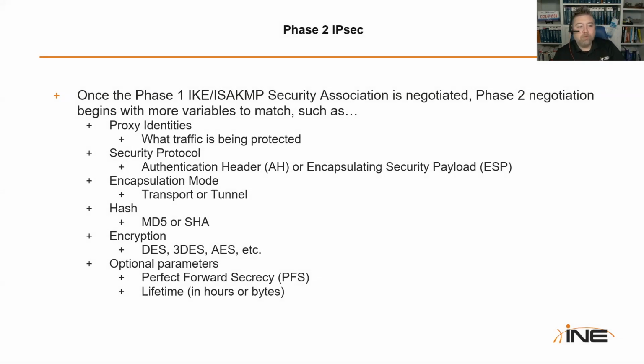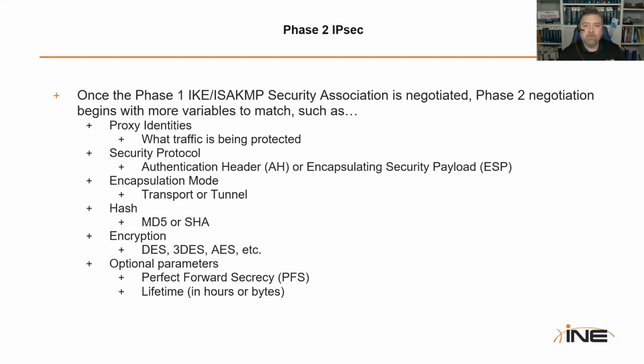Okay, so once we get through the phase 1 negotiation, what we're left with is the encryption and decryption keys that we're going to be using for the actual IPsec data plane. So phase 2 negotiation is now going to begin. So IPsec negotiation, and there's a number of other attributes that we need to exchange in phase 2 negotiation. First, what we call the proxy identities. Okay, this is going to determine what traffic is being protected.